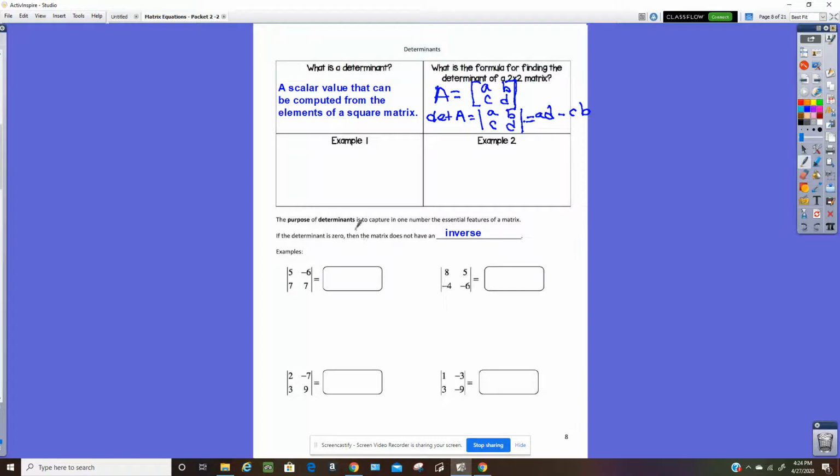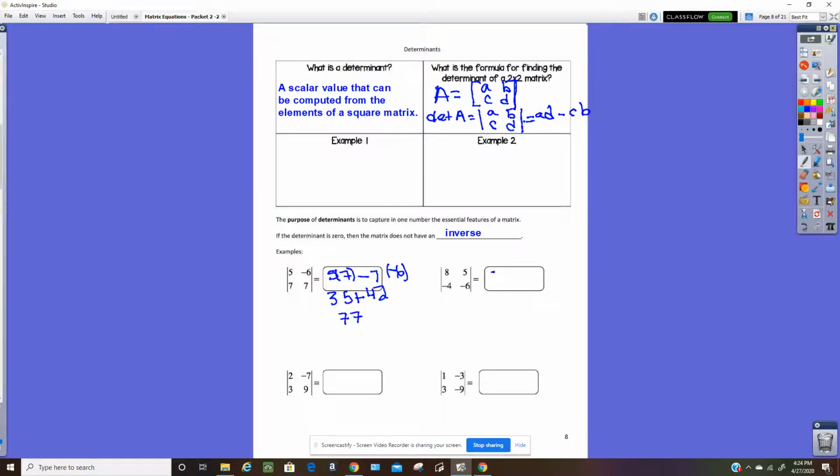And so for the examples, I'm just going to go down here. The purpose of a determinant is to capture in one number the essential features of a matrix. If the determinant is 0, then the matrix does not have an inverse. So here's some examples. If I wanted to find the determinant of this first one, I would do 5 times 7 minus 7 times negative 6. So this is 35 plus 42, which is 77.